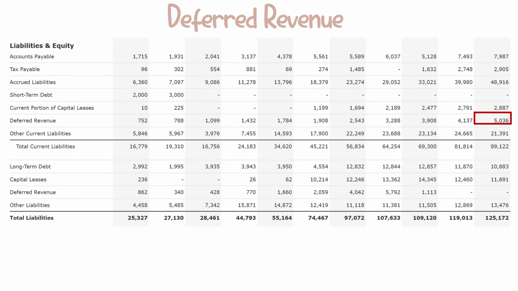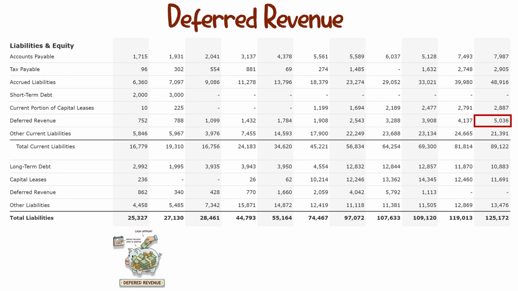Deferred revenue shows $5 billion for Alphabet. This is money Google has already received from customers but hasn't earned yet. For example, when a business pays Google upfront for a year of Google Workspace subscriptions or cloud services, Google gets the cash immediately but can only recognize it as revenue month by month as they deliver the service. High deferred revenue is actually a positive sign. It means customers are paying upfront, providing immediate cash flow and indicating strong demand for Google services.